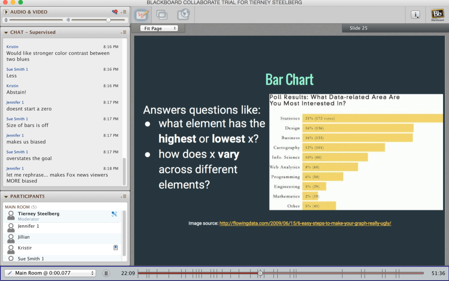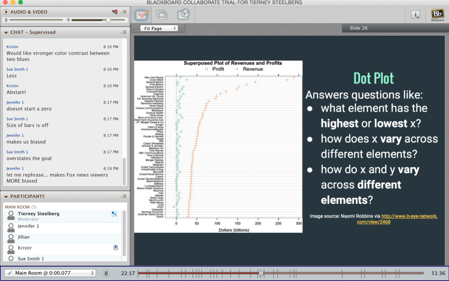The dot plot is similar to the bar chart in that it showcases values assigned to individual categorical elements. But instead of showing the entire value in the form of a bar, it plots the value as a single dot on a graph. The dot plot answers questions like, what element has the highest or lowest X? How does X vary across different elements?